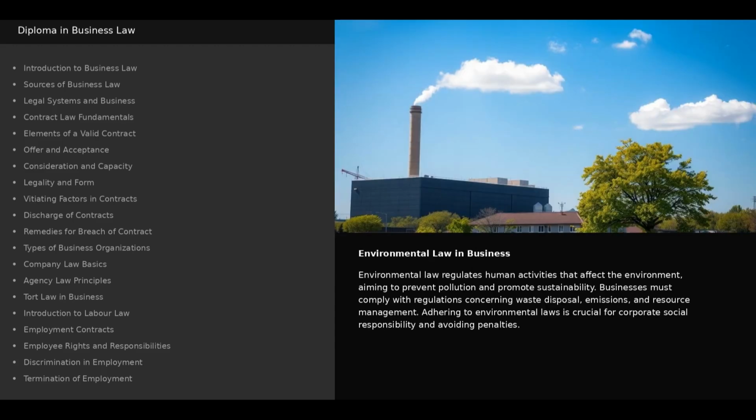Environmental law in business. Environmental law regulates human activities that affect the environment, aiming to prevent pollution and promote sustainability. Businesses must comply with regulations concerning waste disposal, emissions, and resource management. Adhering to environmental laws is crucial for corporate social responsibility and avoiding penalties.